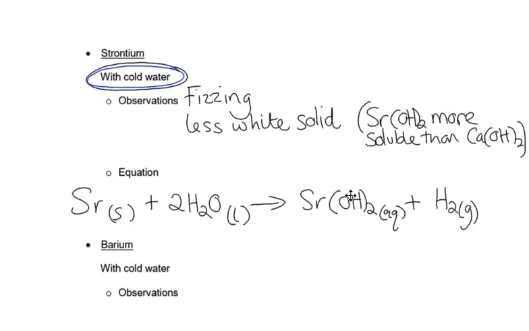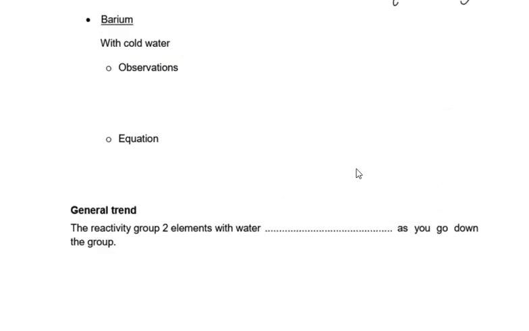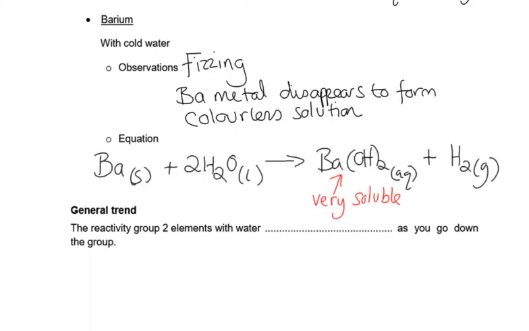The last one down the group we're going to have a look at is barium, again with cold water. Again, you watch the video, you can probably fill in the observations and equation to have a go at those. So there we have barium with cold water, gives you fizzing. This time barium metal will disappear completely because the barium hydroxide made is very soluble, so forms a colourless aqueous solution.